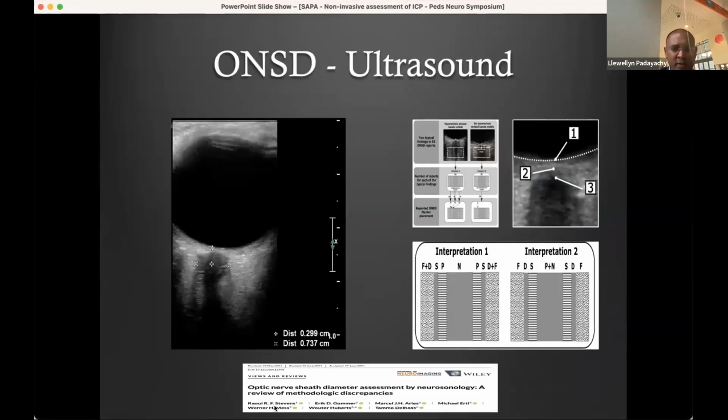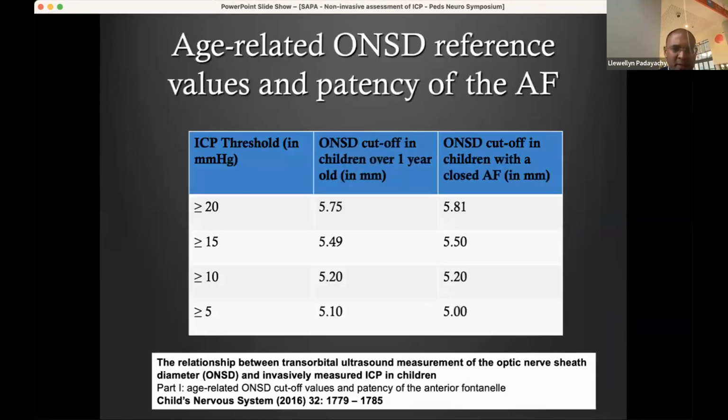For those of you interested, this is an incredibly useful paper by Raoul Stevens, just unpacking how you do it, how you interpret it. And I think this is fundamental reading before one tries it. We published some of this data trying to compare these values to absolute ICP, and there's a decent correlation if you use these cutoffs. And I think in kids with an open fontanelle, if you compare them, these values tend to be quite similar. So there is a relationship.